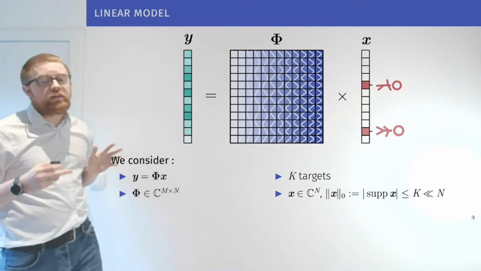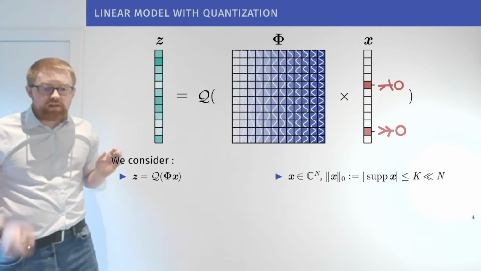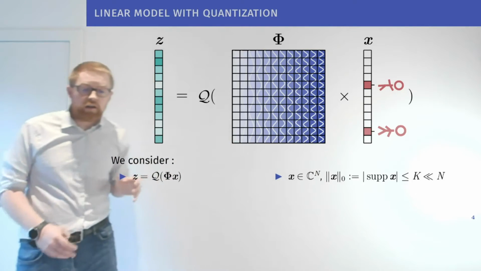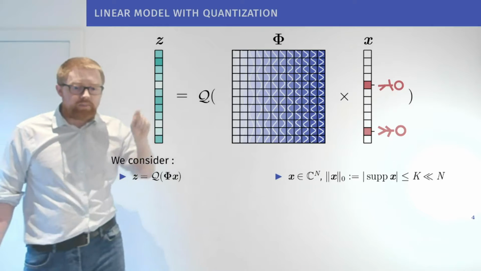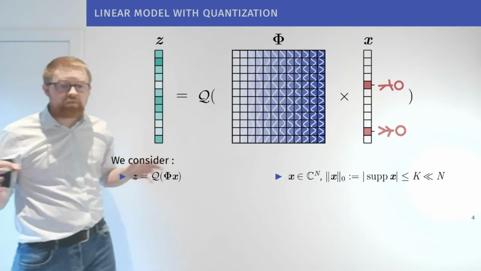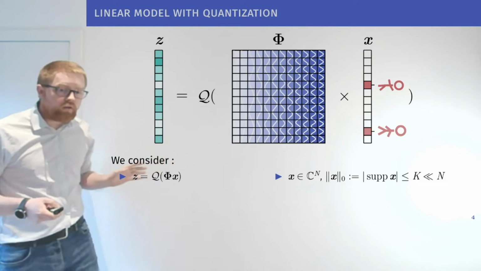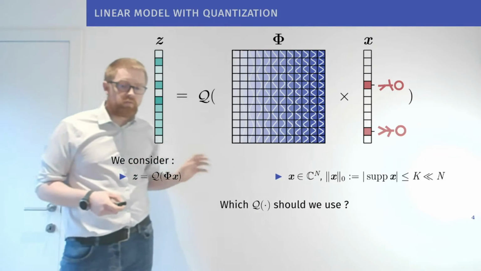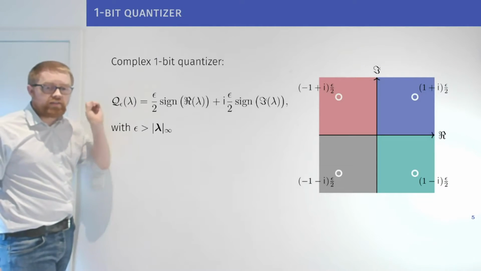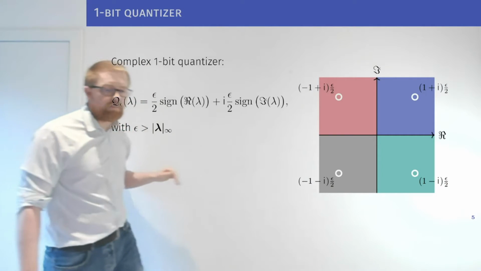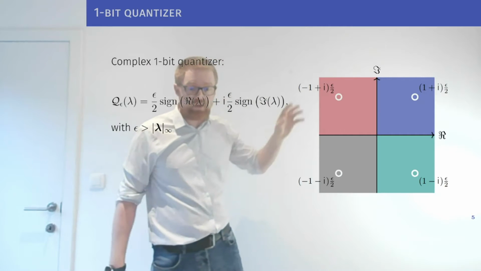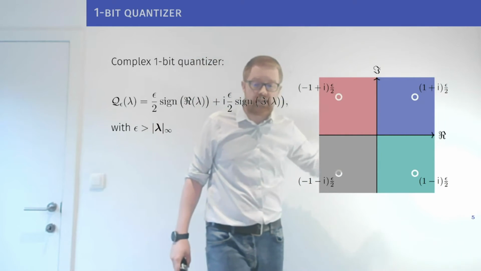But another way of lowering the amount of data that you need could be to lower their resolution. So now each of these measurements has a lower resolution. But this begs a question: given the different types of quantizer that you can use, which quantizer should you use to do that efficiently? In this talk, we're going to study the simplest, the one-bit quantizer that you apply in the real and in the imaginary domain. So effectively, you just keep the quadrant in which the signal is lying.